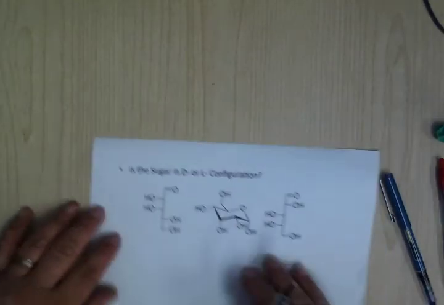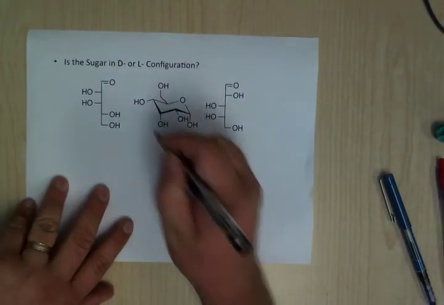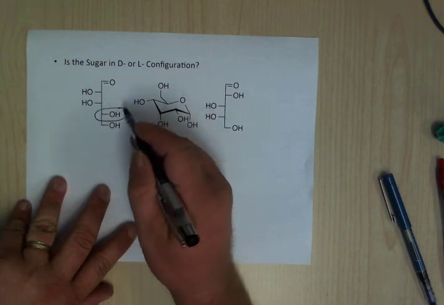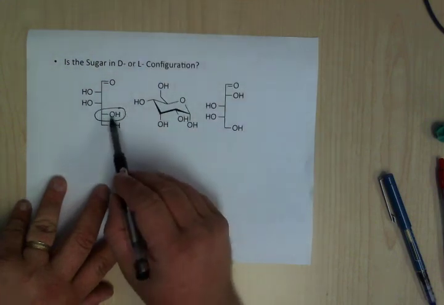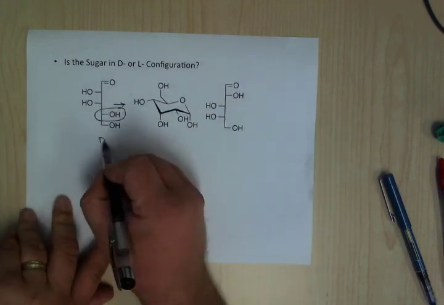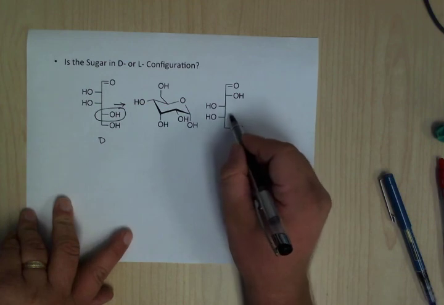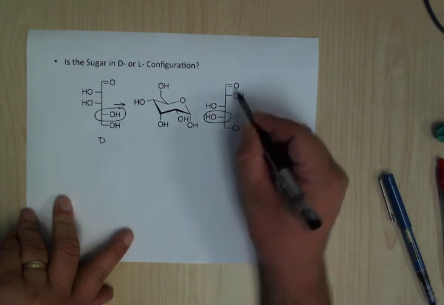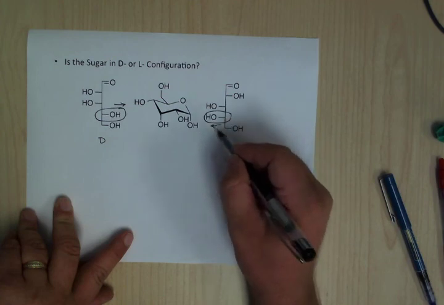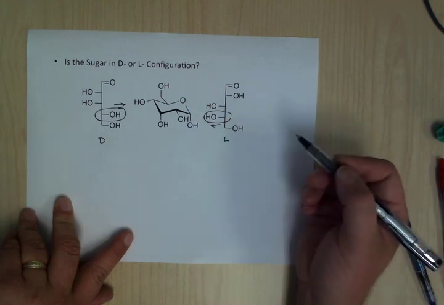Now for D and L sugars. For the straight chain, all you care about is this one here. It's pointed that way, which makes it a D. Same thing with this one here. Notice it doesn't matter about any of the other ones, it's just that one here. That one's pointed that way, which makes it an L.